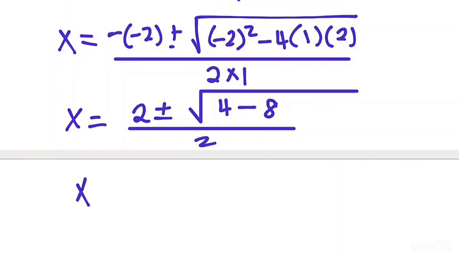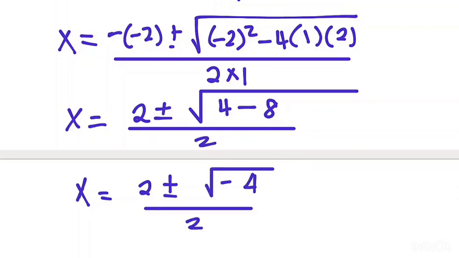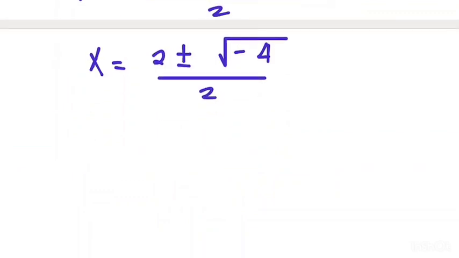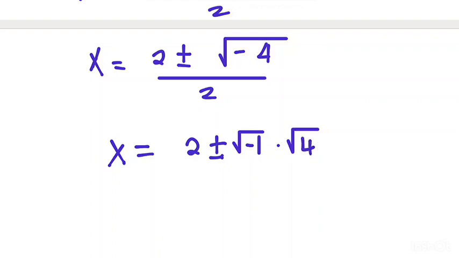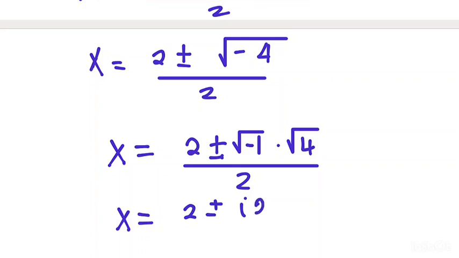So we have x equals 2 plus or minus the square root of minus 4, divided by 2. Now this is going to be plus or minus, and this is going to be minus 1 multiplied by the square root of 4, all divided by 2. So you have x equals 2 plus or minus i, and the square root of 4 is 2, divided by 2. Understood?